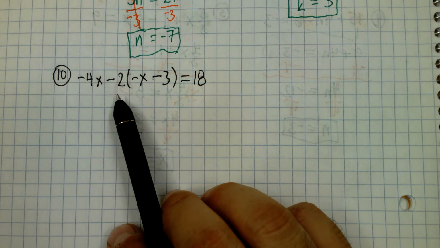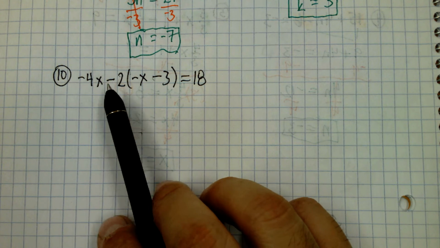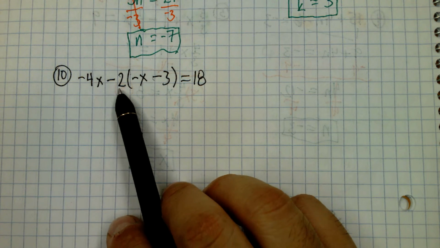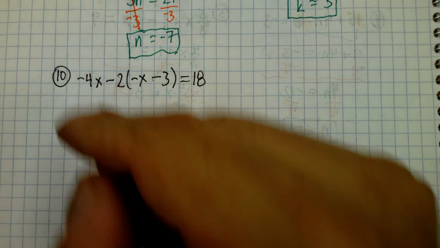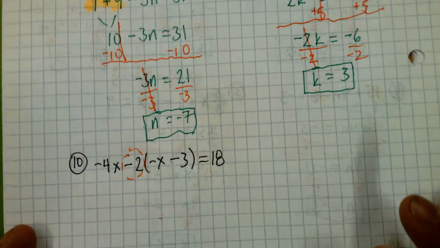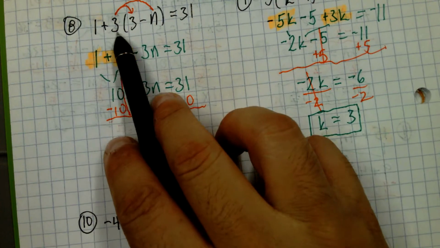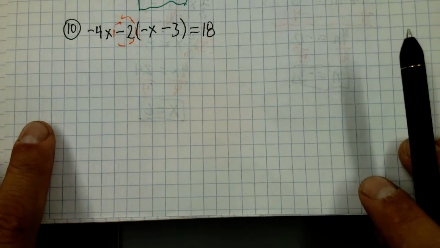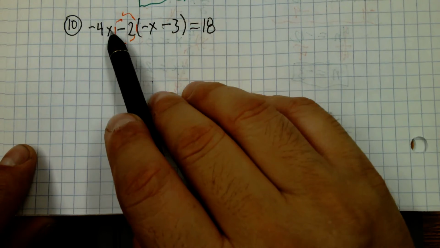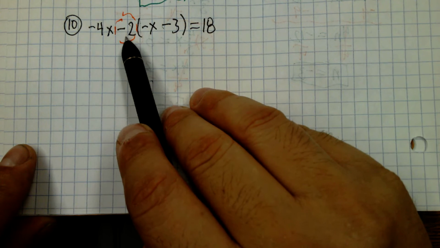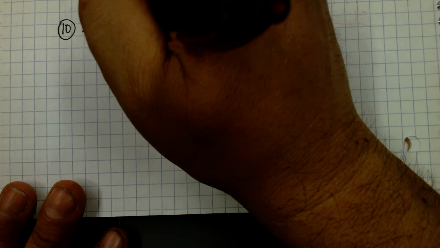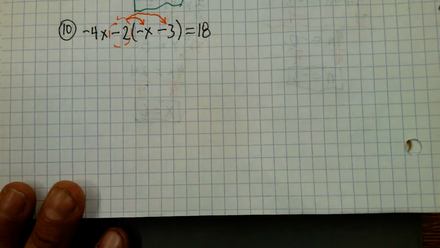What am I going to distribute? I see the 2, but I also see the minus in front of the 2. What does that tell me about this number? It's negative 2. Just like before, we distributed here, and it was a plus 3. That meant we distributed a positive. And this is the most common mistake, by the way. Recognizing this is not just 2, it's negative 2 because of that minus. So we're going to multiply negative 2 times negative x, and then negative 2 times negative 3.